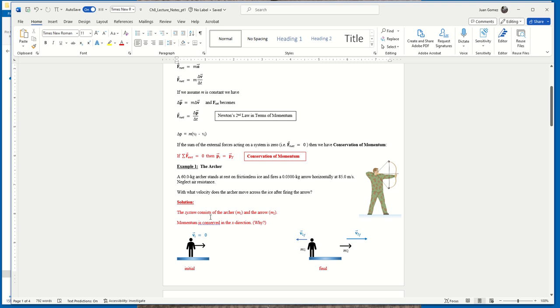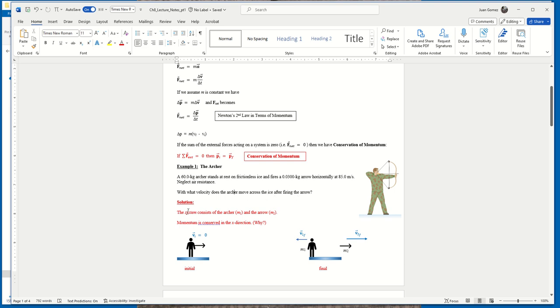I want to know, after the archer fires his arrow, with what velocity does the archer move across the ice? This is a conservation of momentum problem, because when he fires, the arrow is going to have momentum in the positive x direction, similar to the recoil of a gun. The archer will then acquire a momentum in the negative x direction.